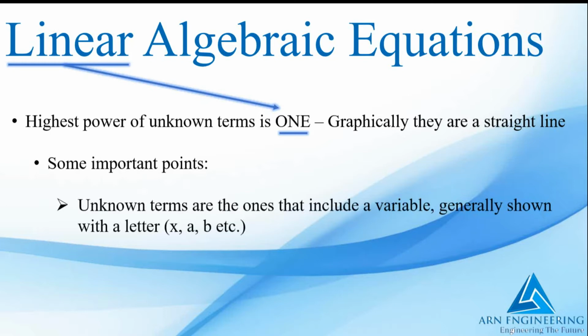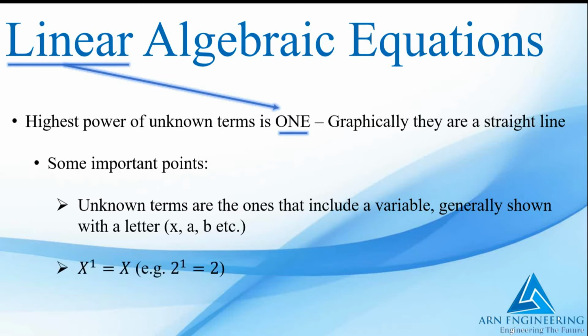Unknown terms can be defined as the terms in an equation that include a variable, and variables are generally shown with a letter. So it could be x, it could be a, it could be 2x, it could be 3a, etc.